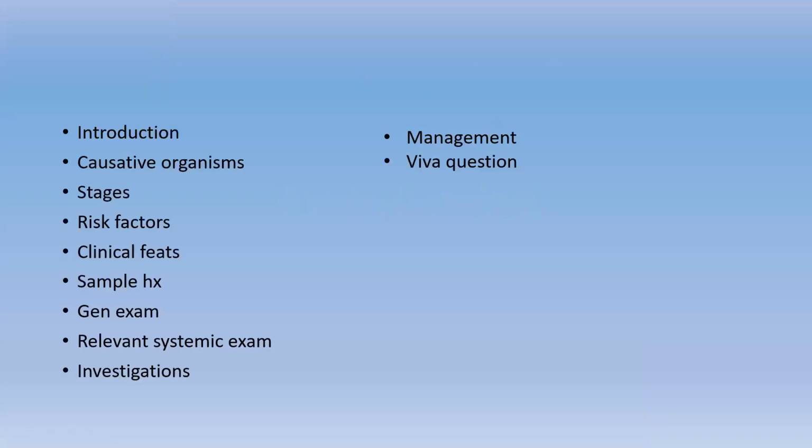Okay, so for pneumonia, here's an overview of what we have. We have the introduction, causative organisms. We have the stages of pneumonia, more specifically for lobar pneumonia, risk factors. We have the clinical features. We have the sample history. We have the general exam bit of it, relevant systemic exam, which in this case is RESP. We have investigations, management, and a sample Viva question at the end.